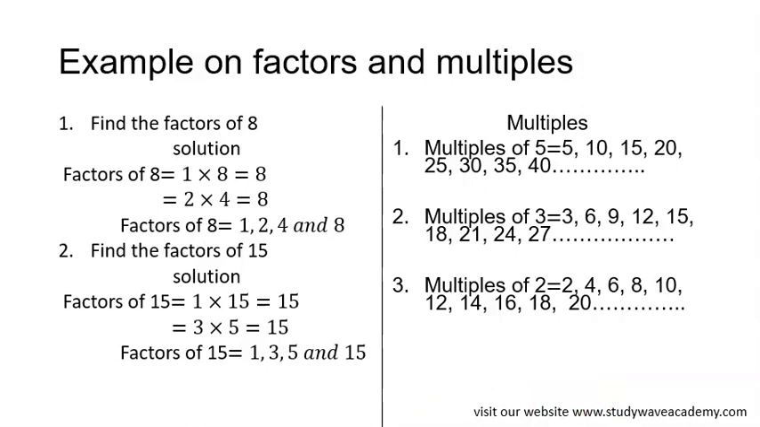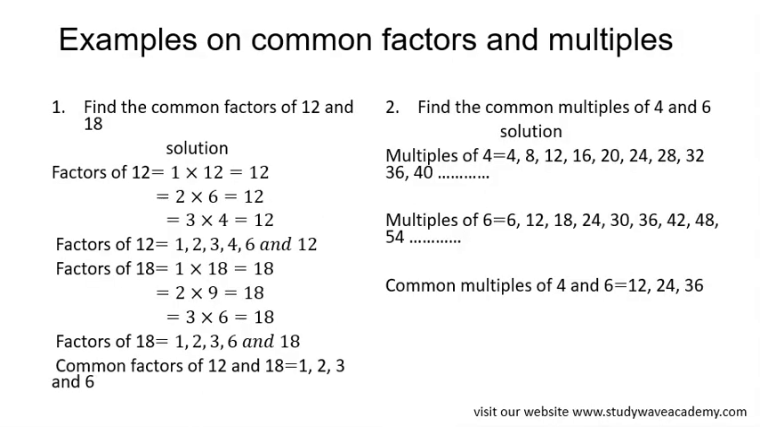What do we mean by common factors? Common factors are factors that 2 or more numbers share. And common multiples are multiples that 2 or more numbers have in common. Let's look at an example on this. Find the common factors of 12 and 18.